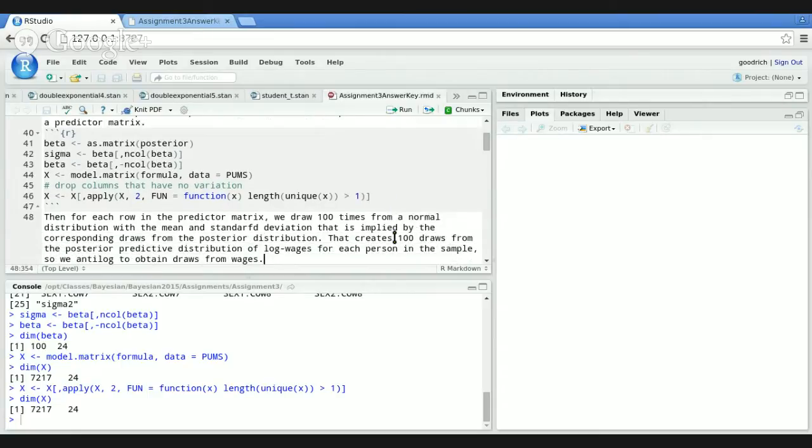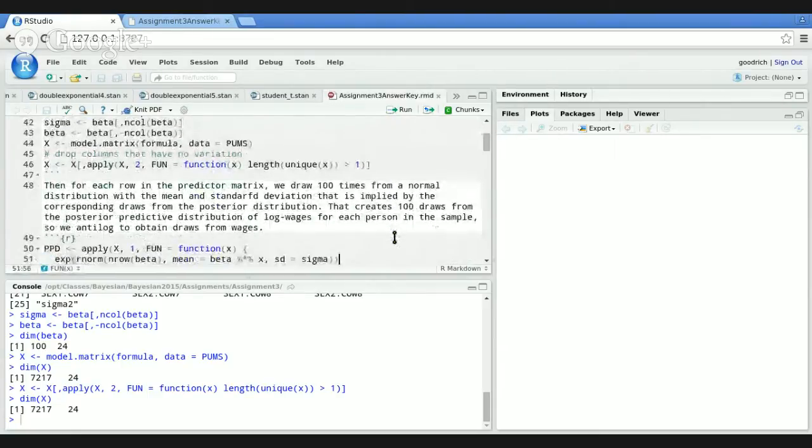And so now what we need to do, since this is actually sigma squared, is apply the following function to each row of the X matrix. So we have like 7,000 rows of the X matrix. We want to draw from a normal distribution. For each person, we want to draw 100 draws from the posterior predictive distribution for that person.